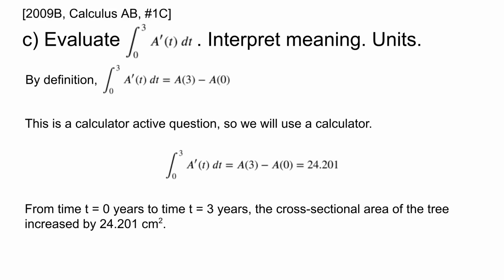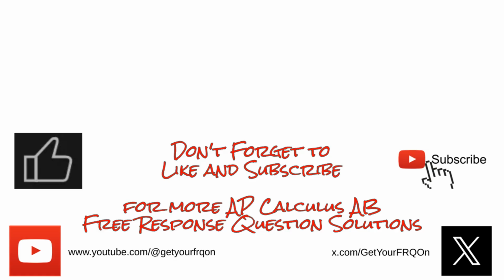So what this means is that from time t equals 0 years to time t equals 3 years, the cross-sectional area of the tree increased by 24.201 square centimeters.